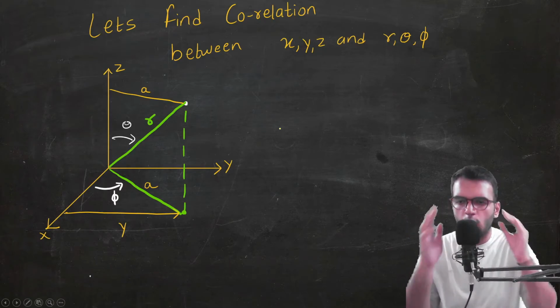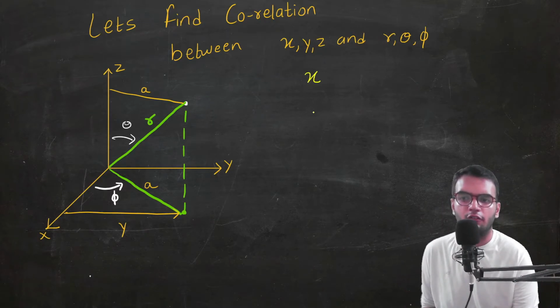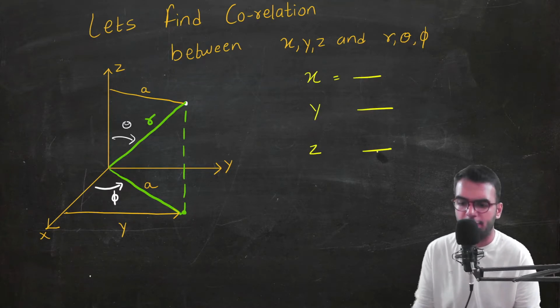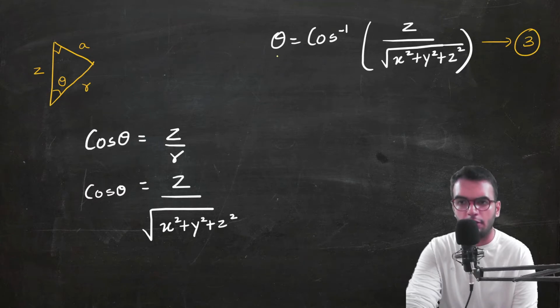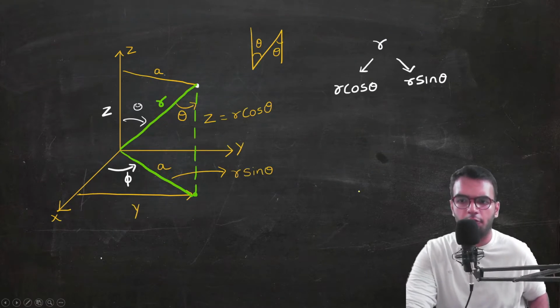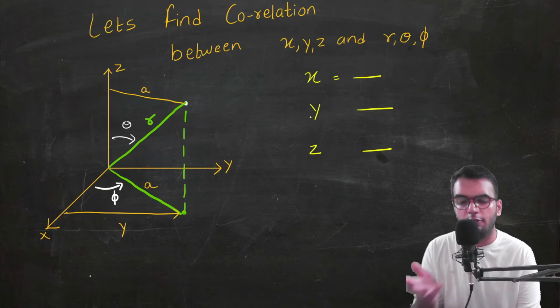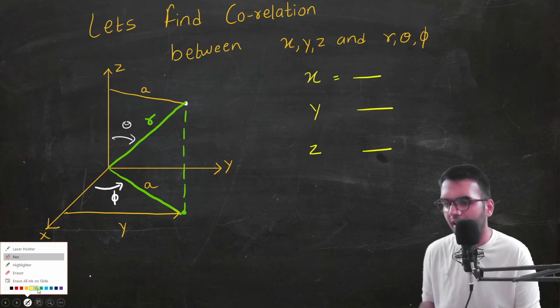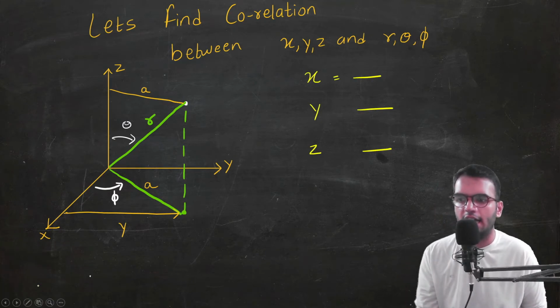Now let us find the correlation. Correlation means let us try to calculate x, y, z in terms of r, theta and phi. Previously we did the inverse. We found theta in terms of x, y, z. We found phi in terms of x and y. We found r in terms of x, y, z. So now let us try to calculate x, y, z in terms of r, theta and phi.